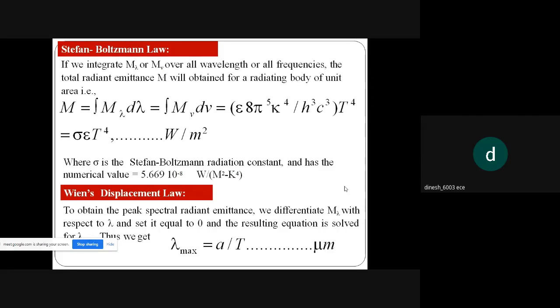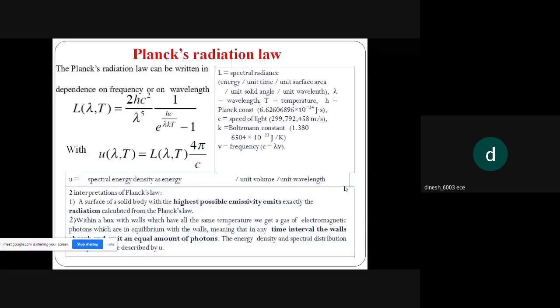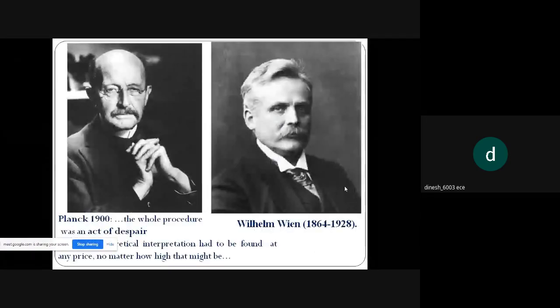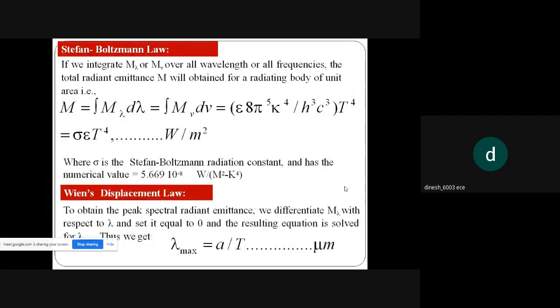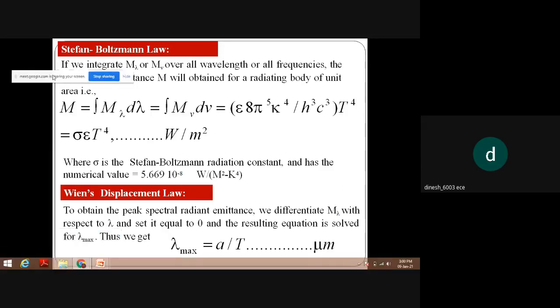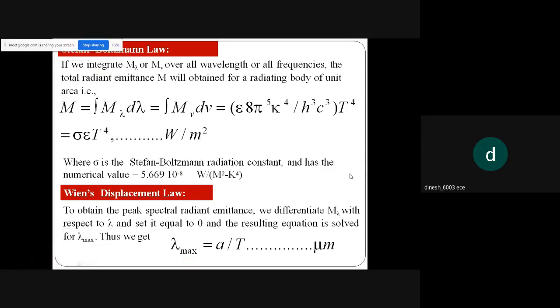In addition to Planck's law, I had shown another photograph, of Wilhelm Wien. This is Wien's displacement law. To obtain the peak spectral radiant emittance, we differentiate this M lambda with respect to lambda and set it equal to 0. The resultant equation is solved for lambda max. Thus we get lambda max is equal to A by T, measured in micrometers, which is Wien's displacement law, where A is Wien's constant.